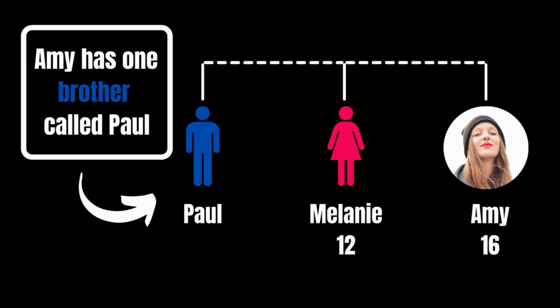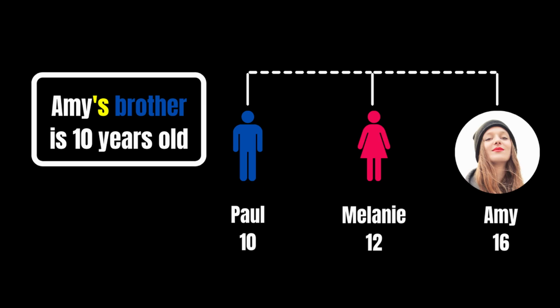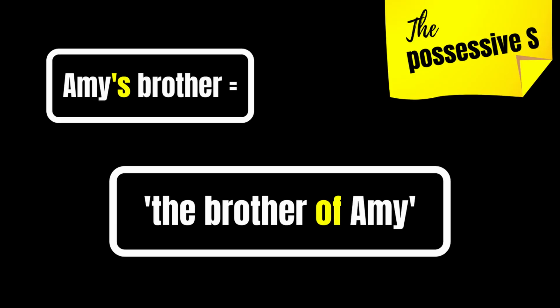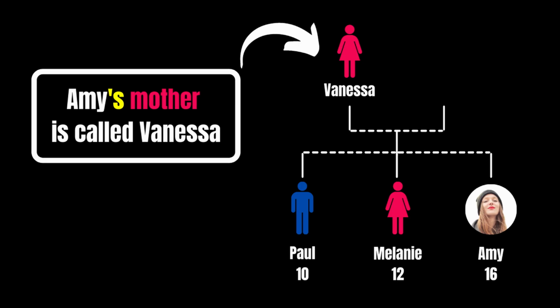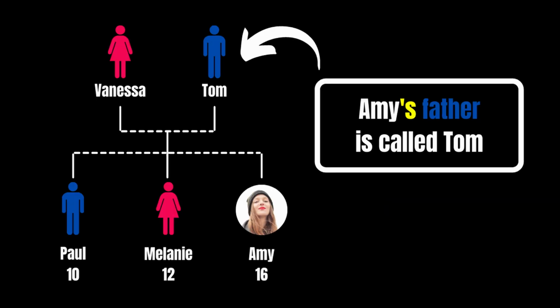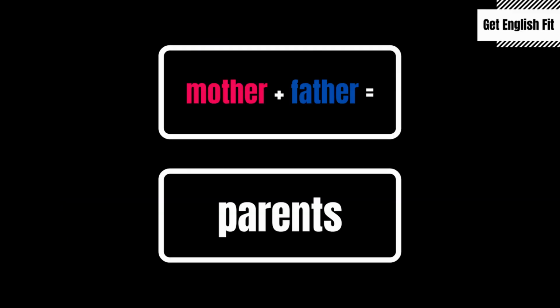Amy has one brother called Paul. Amy's brother is 10 years old. Amy's brother means the brother of Amy. Amy's mother is called Vanessa. Amy's father is called Tom. Together, Amy's mother and father are her parents.